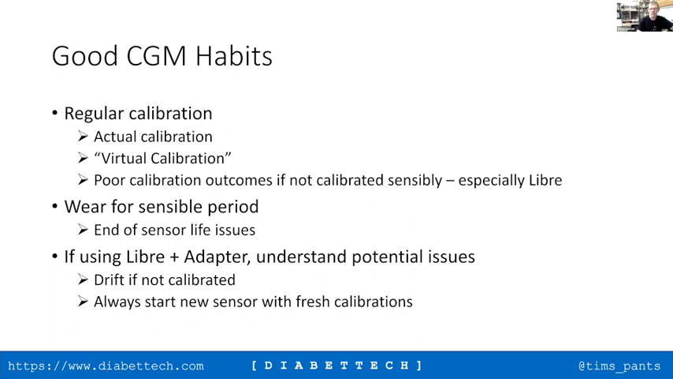What are you terming a virtual calibration? So that's where you're doing a blood test and it's aligned. So if you're using something that's supposed to be non-calibration, like a Dexcom G6, you're doing a blood test and just making sure that what the blood test says is in line with what your CGM data is. So we're checking it. We're not actually putting a calibration in. That's right.